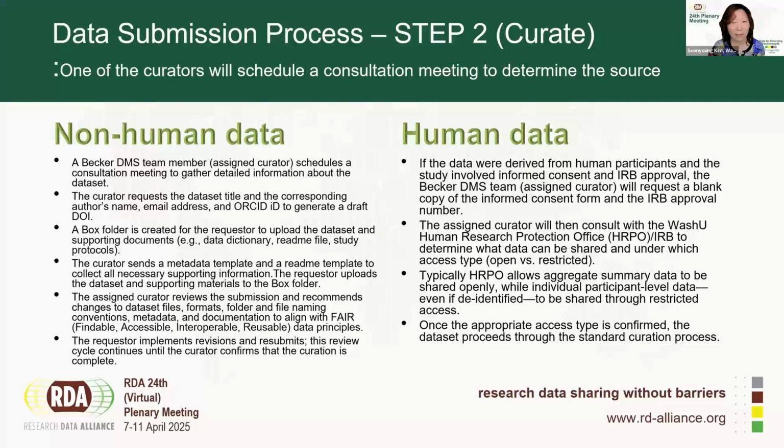So once the access type is confirmed and what can be shared, then we go through the regular data creation process. But this time, the Box folder becomes very important, because the Box folder for the restricted access data type will be shared with the requester later, once it's published. So we have access control and everything. So that's why we set up this Box folder to stage the data, curate the data, and eventually share it for the restricted access with the requester.